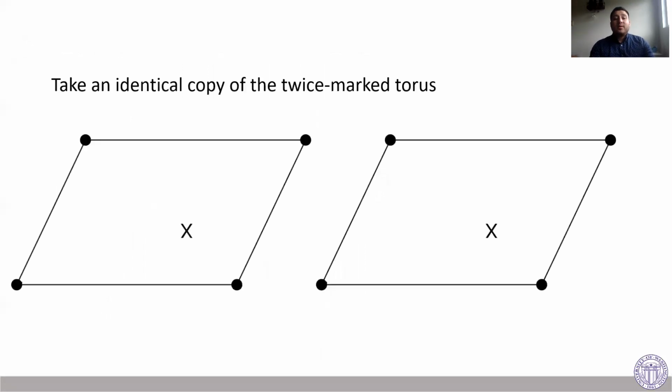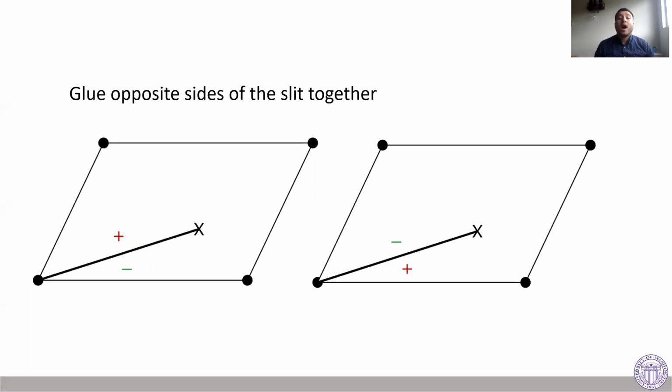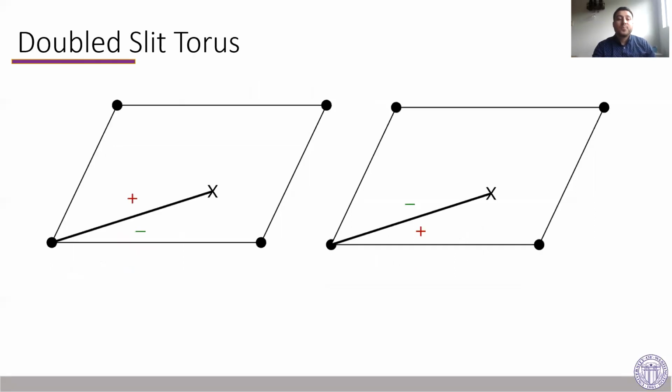And so what I want to do now is take an identical copy of the twice marked torus, as so, and then go ahead and cut a slit between the 2 marked points. And now that we've opened up the 2 tori, I want to close them back up by identifying opposite sides of the slit together, right? So if we're on the left torus, I want to identify the top of the slit with the bottom of the slit of the right torus. Okay, and this is a double slit torus.